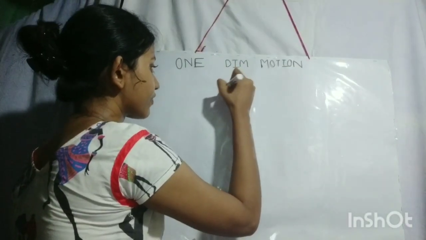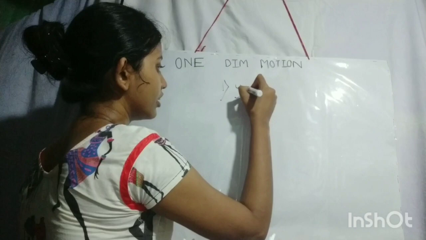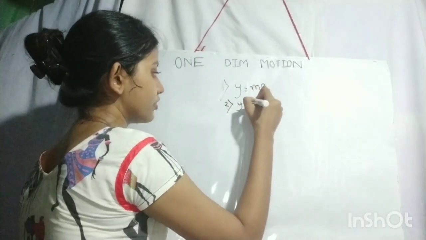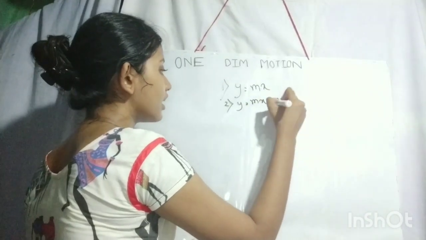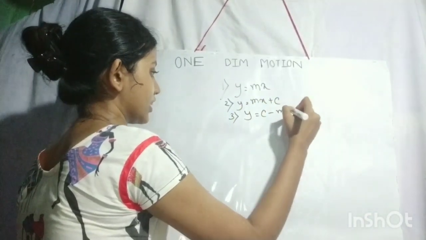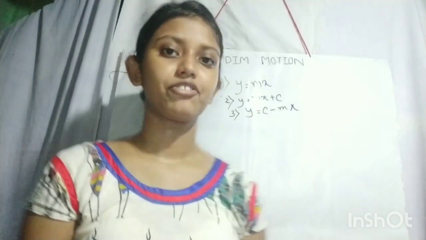Here I will enter the topic about the graphs. Okay, here I introduce some equations of straight lines, that is 1, y equals mx, 2, y equals mx plus c, third one, y equals c minus mx. Okay, I have to introduce it.